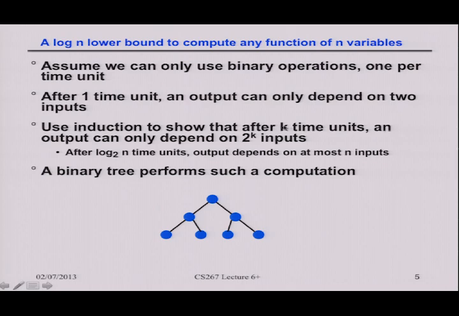And I think the induction is pretty clear. After k time steps, I could depend on no more than 2 to the k inputs. And so if I want to depend on n inputs, I need log n time steps. And a binary tree is kind of the obvious candidate that makes this happen. If I have n inputs, it'll be log n deep to get one answer, no matter what function I want to compute.